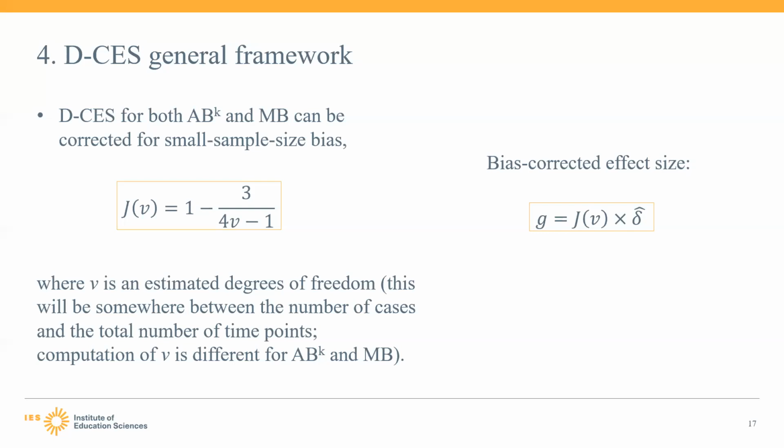The bias corrected effect size estimator is displayed on the slide. G refers to the bias corrected design comparable effect size and equals the estimated delta, so the design comparable effect size estimate, multiplied by a correction factor. Now, the correction factor is a function of the degrees of freedom V. The larger the number of cases, the larger the V. The V is in the denominator. Therefore, the larger V, the smaller the part that is subtracted from 1, and so the smaller the correction needed.